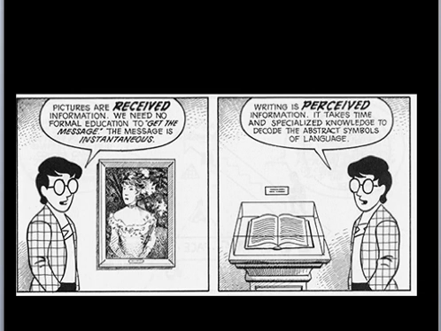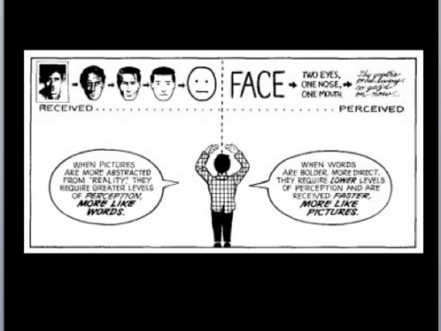Pictures are received information; we need no formal education to get the message. The message is instantaneous. Writing is perceived information. It takes time and specialized knowledge to decode the abstract symbols of language. So here we're seeing the received information and then the perceived. When pictures are more abstracted from reality, they require greater levels of perception, more like words. When words are bolder, more direct, they require lower levels of perception and are received faster, more like pictures.